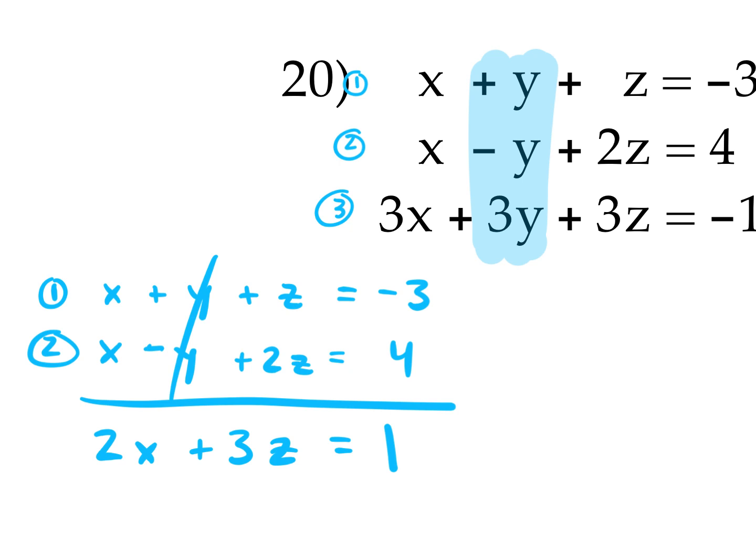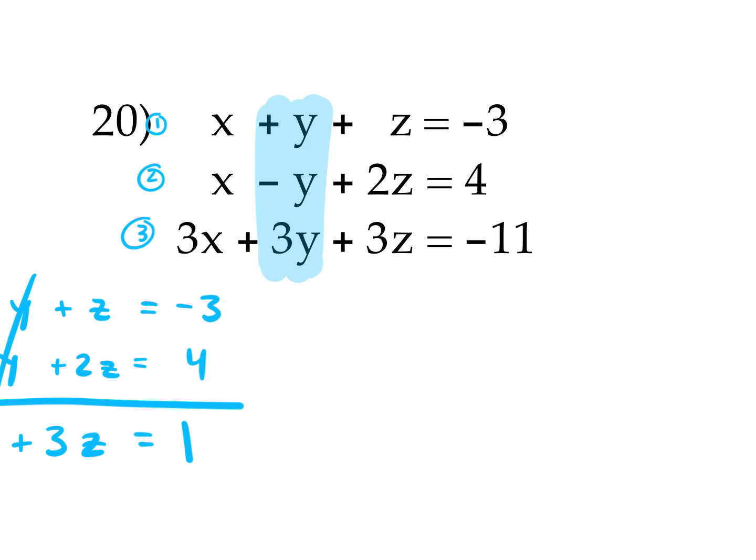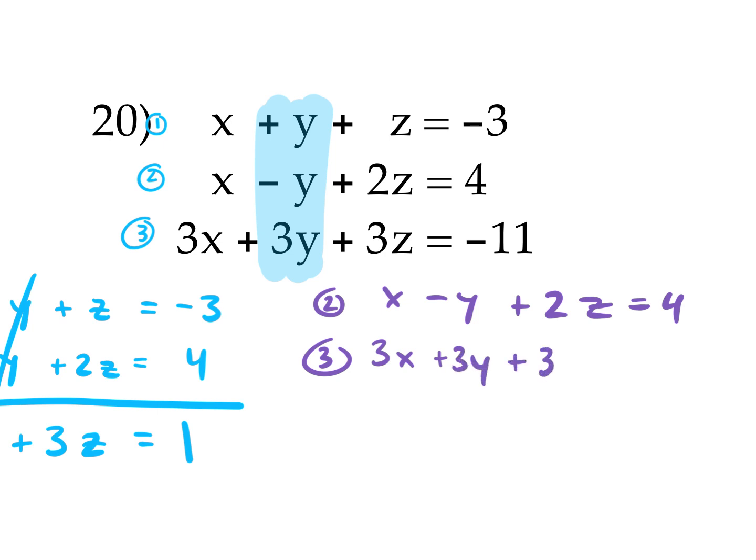I do that same thing again. We just need to pick two different equations. So which two do you want to work with next? 2 and 3. We can do that. So x minus y plus 2z is equal to 4. And 3x plus 3y plus 3z is equal to negative 11.